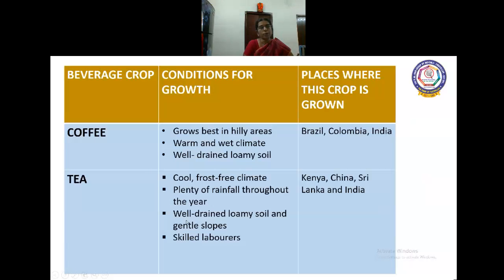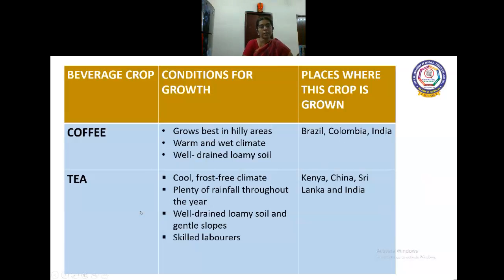And we move on to beverage crops. So coffee and tea are popular drinks. Coffee grows best in hilly areas, warm and wet climate, well-drained loamy soil. And the places where this crop is grown are Brazil, Colombia and India.